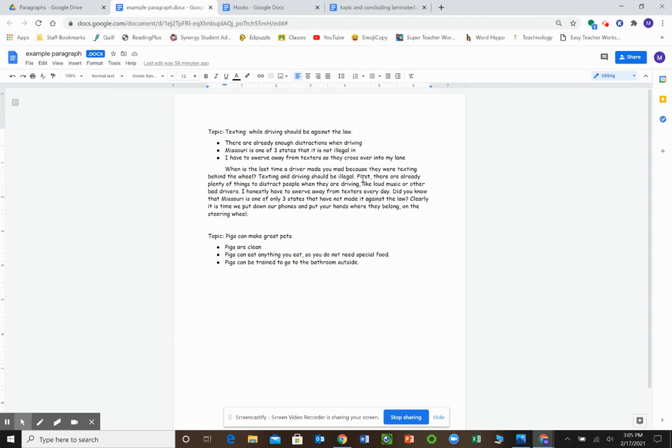First, there's a transition word. There are already plenty of things to distract people when they're driving, like loud music or other bad drivers. Now, see, I embellished on this. I didn't just say that there are other distractions, I gave examples of some of those distractions. I honestly have to swerve away from texters every day. There's another one of my details.